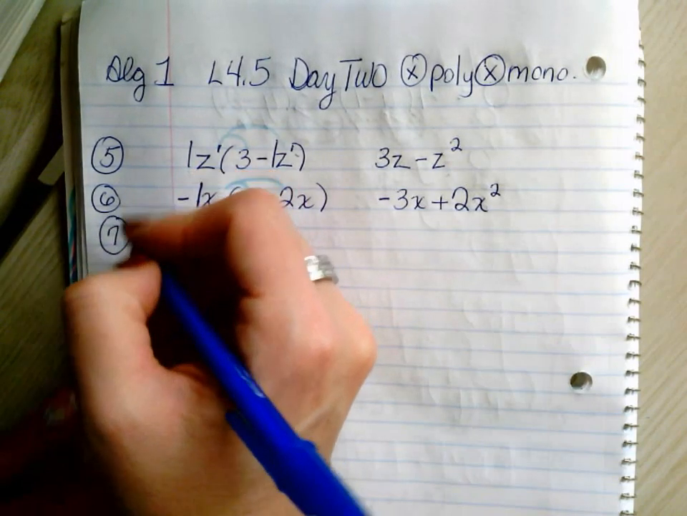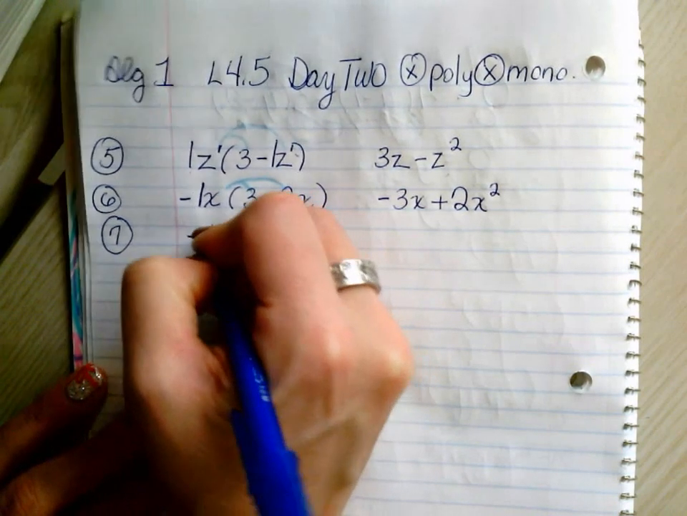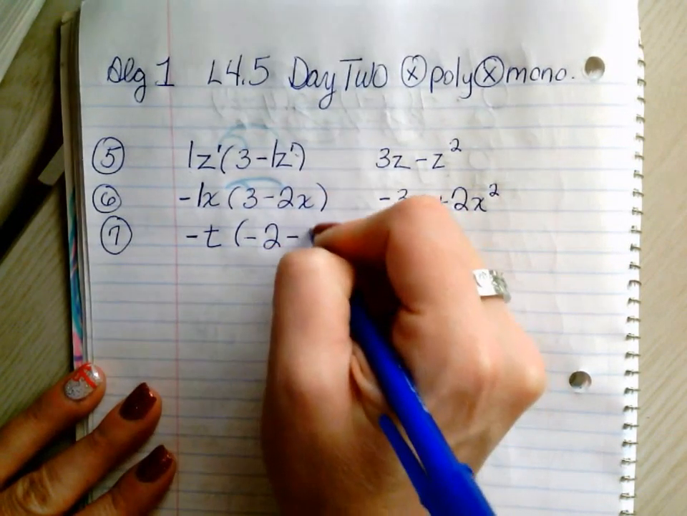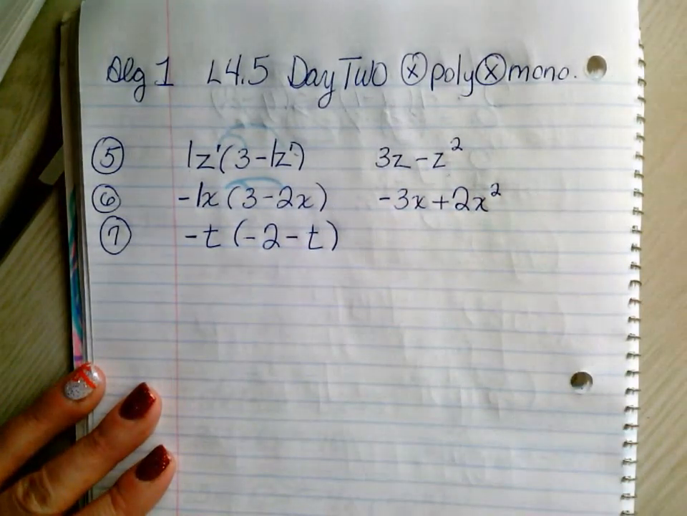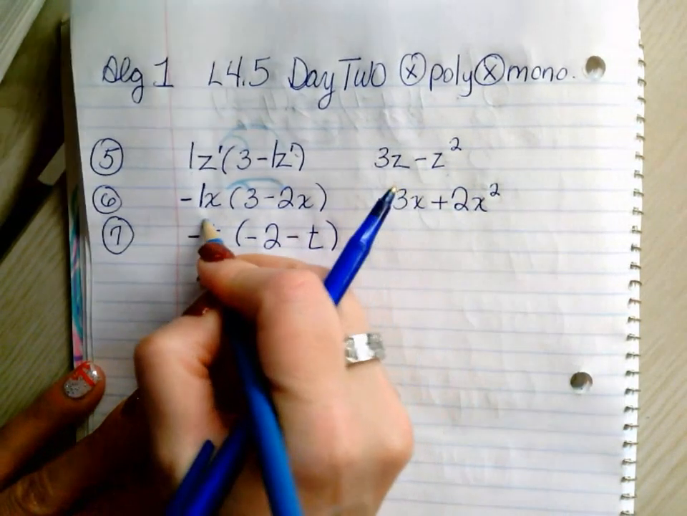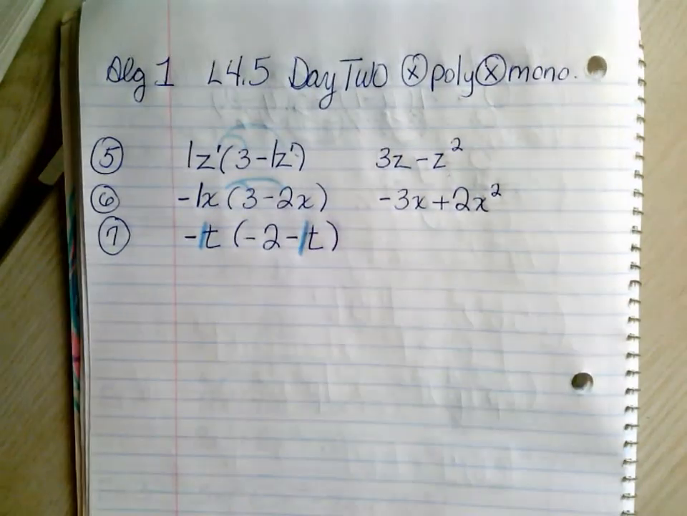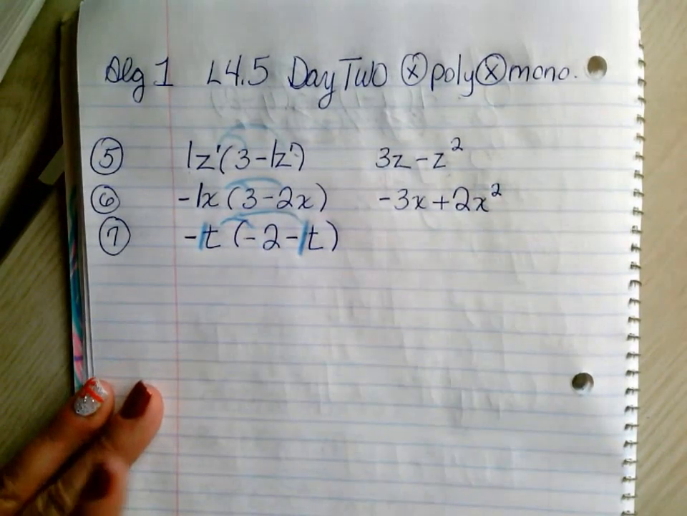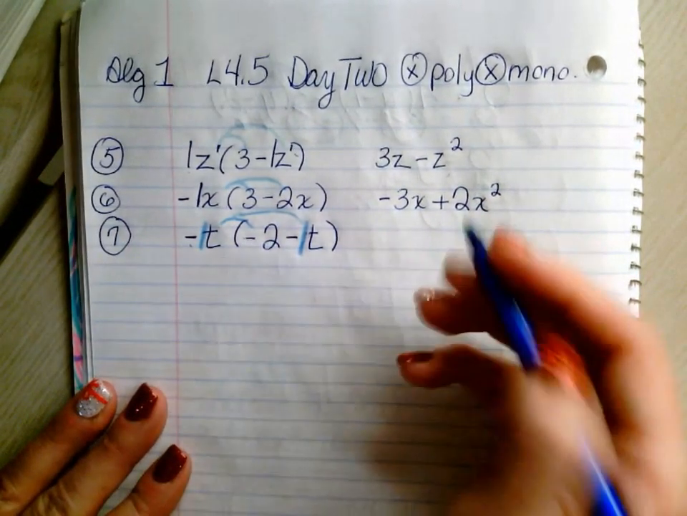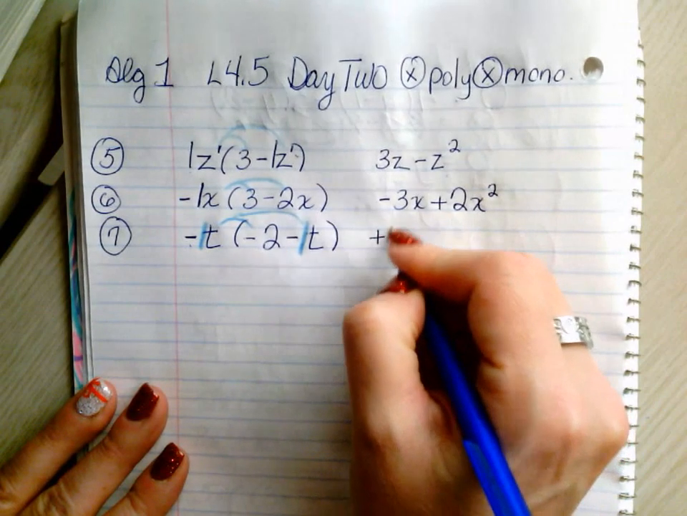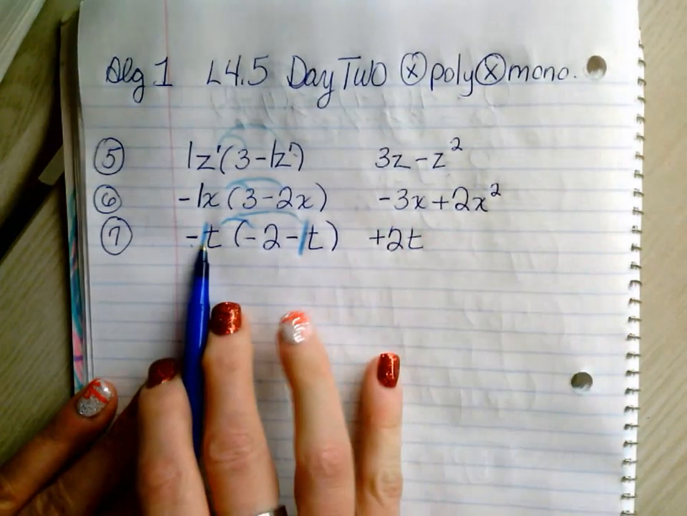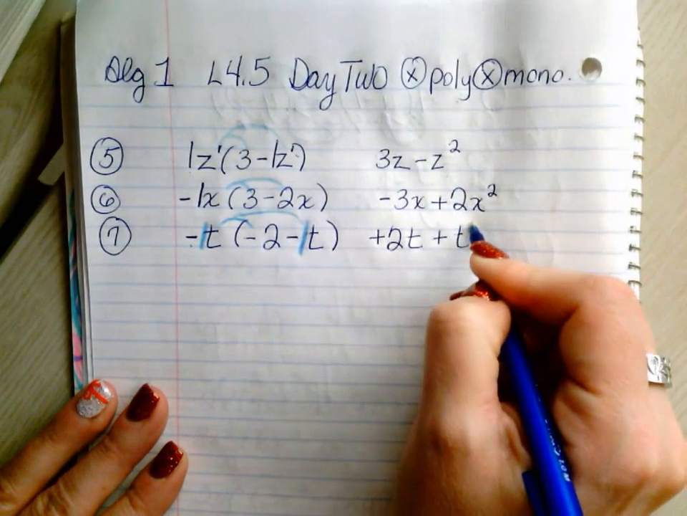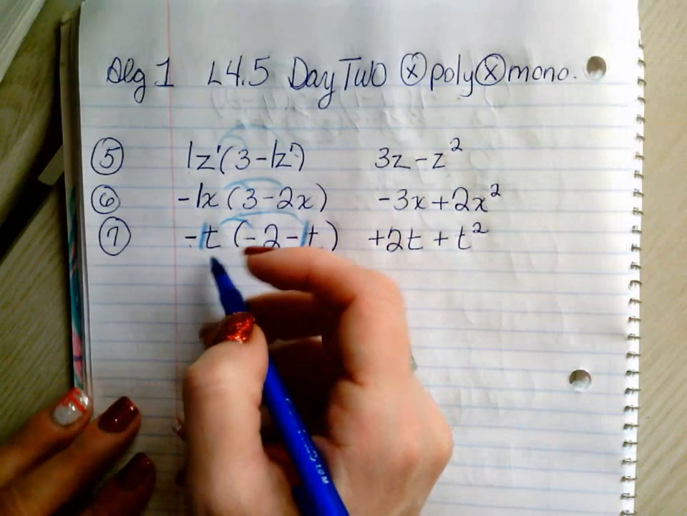The next one, negative t times negative 2 minus t. Okay? These t's have no coefficients, so you can plug one in if that helps you. Distribute. Negative t by negative 2 is what? Positive 2t. Good. Negative t by negative t is positive t squared. Okay.